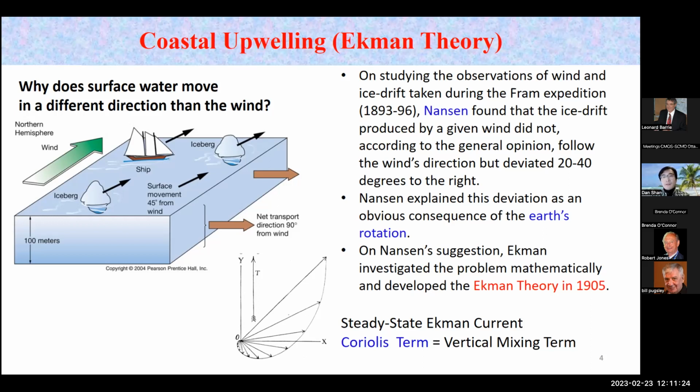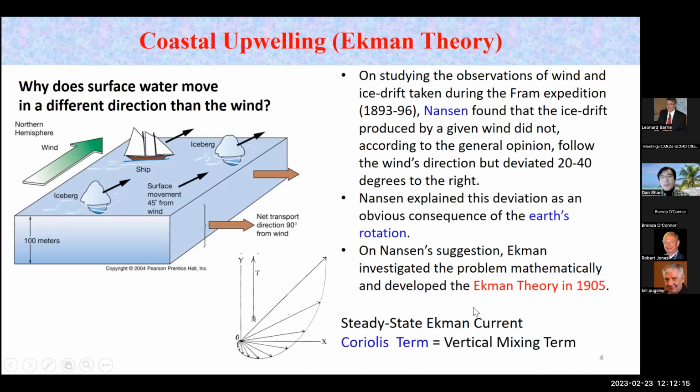Nansen suggested this topic to Ekman, and Ekman investigated the problem mathematically and developed the Ekman theory in 1905. What you see on the left-hand side is the classic Ekman spiral. The vertical arrow, tau, represents the wind direction, and the longest arrow shows the surface current, pointing 25 degrees from the wind. If we do a vertical integration from the surface to a certain depth, then we have the net transport of the water in the direction 90 degrees to the right of the wind in the northern hemisphere.